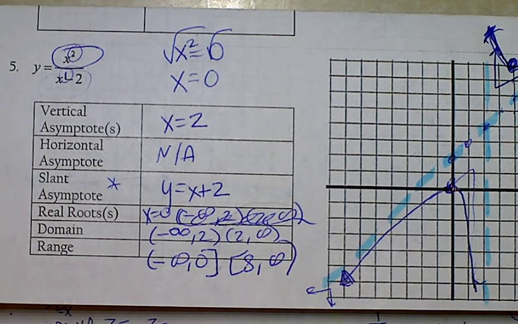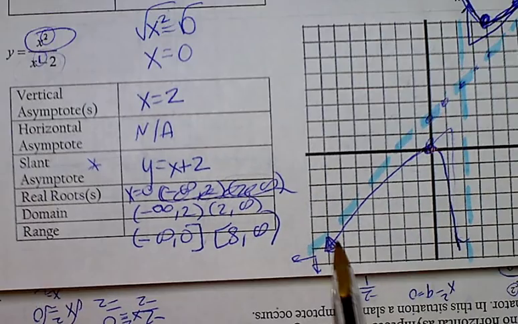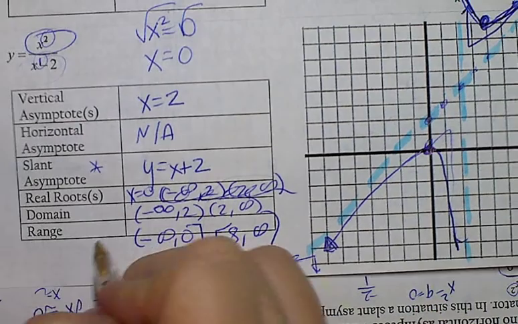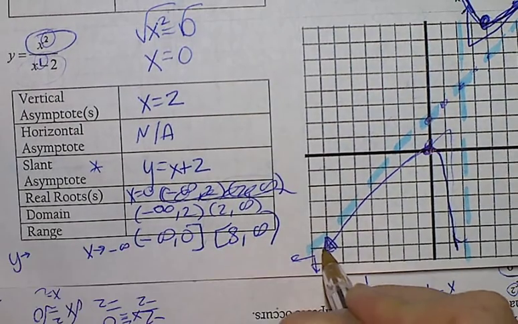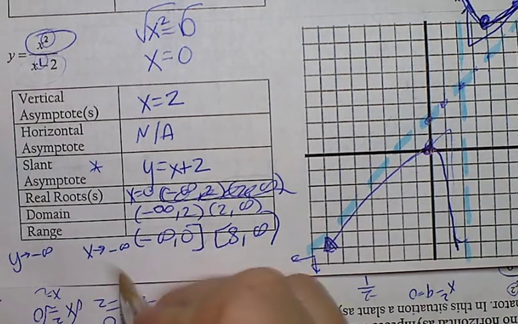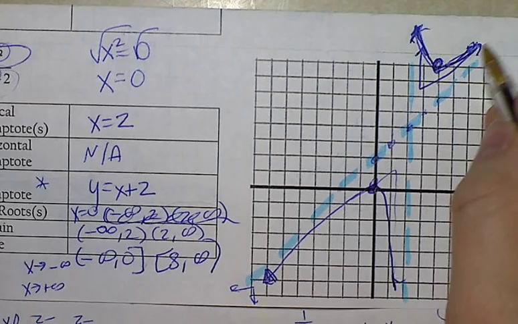Let's verbalize before we end. Let's verbalize the end behavior. As we go to the left, the y value is headed down. And as you go to the right, the y value is headed up with no restrictions.